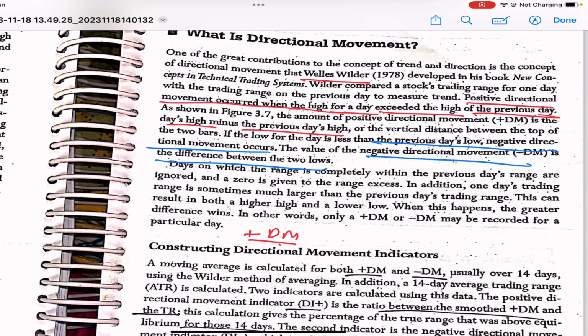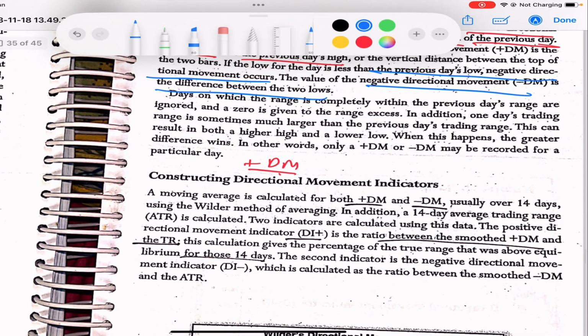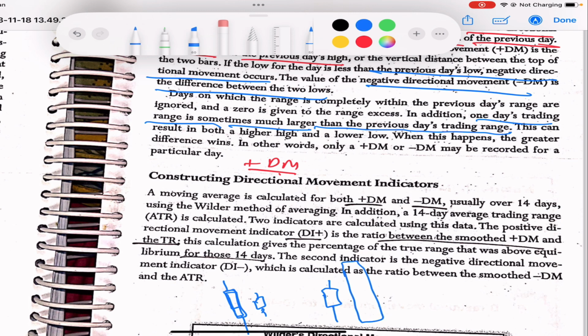Sometimes the range of today can be inside the previous day's range, where the high and low are both inside yesterday's high and low. Or one day's trading range is sometimes larger than the previous day's trading range. That is also possible. So we can have two candles like this. Yesterday's candle was this, today's candle was like this, so my high and low are both inside yesterday's candle. We can also have something like this is yesterday's candle, today's candle is like this. The high and low both are more than yesterday's.